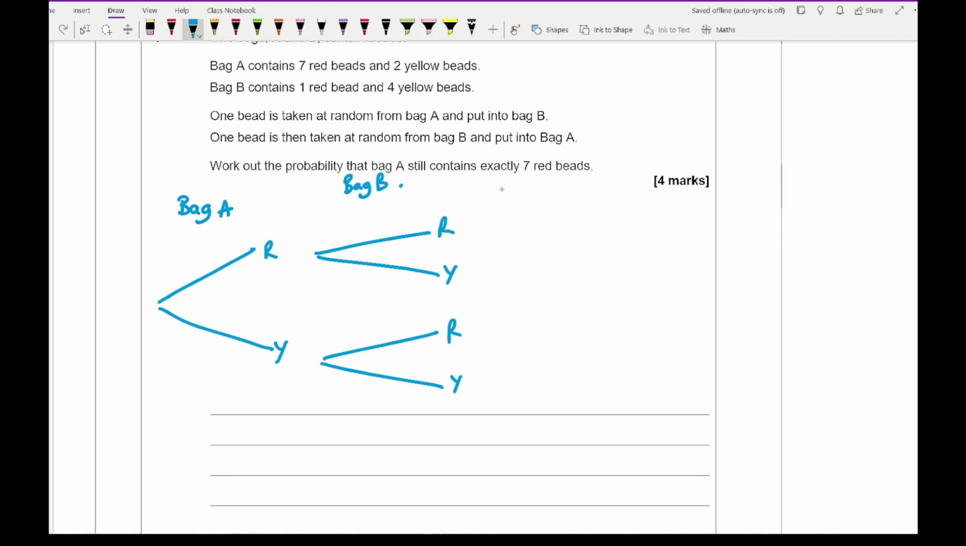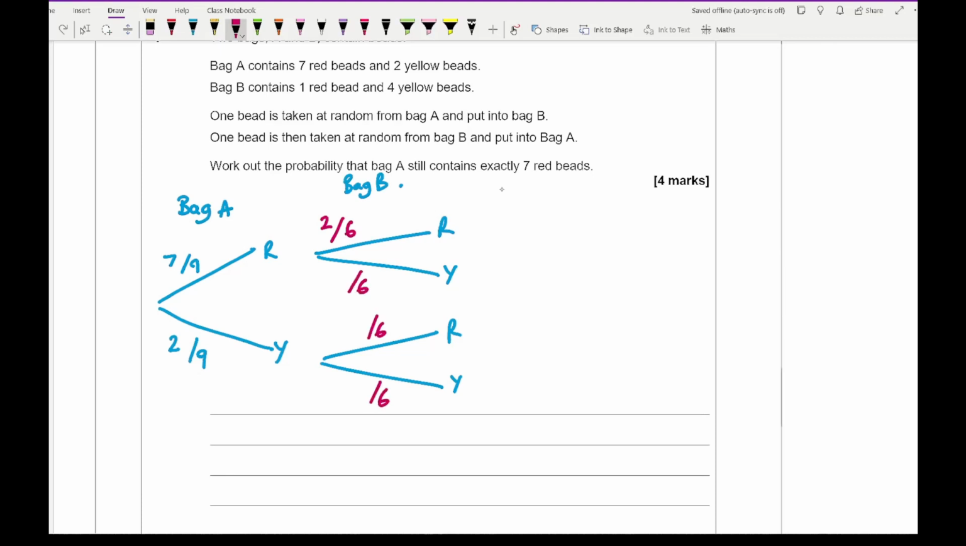So from this, to start off with, we've got a total of 9 beads in bag A. And out of those 9, 7 are red and 2 are yellow. Now if I select a red one from bag A and put it into bag B, then I'm going to have a total of 2 red beads, and if there were 5 altogether and I've put 1 from A to B, there's therefore going to be 6 beads altogether.